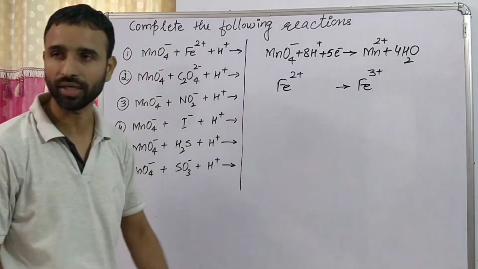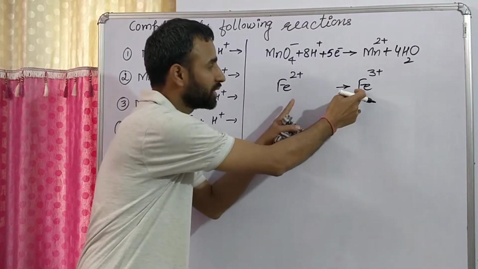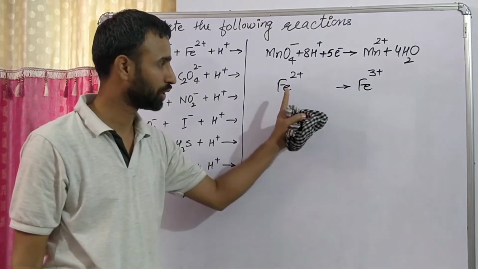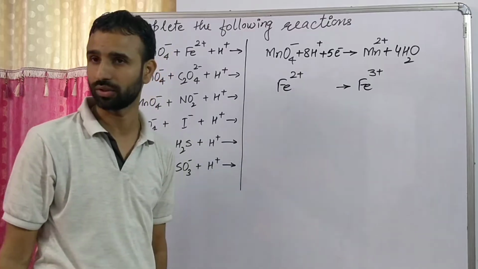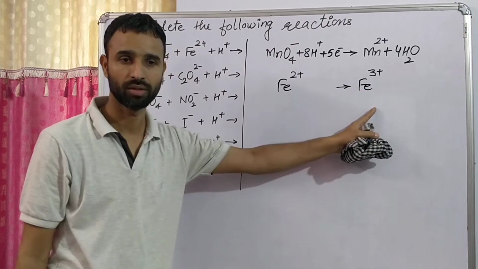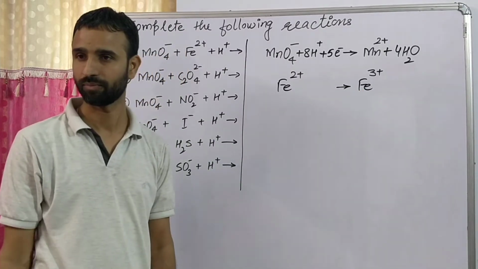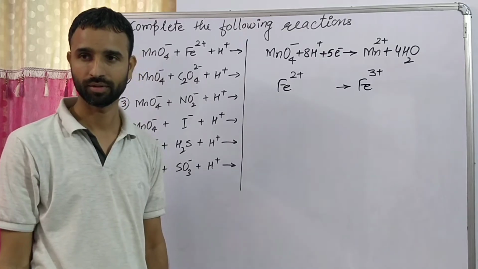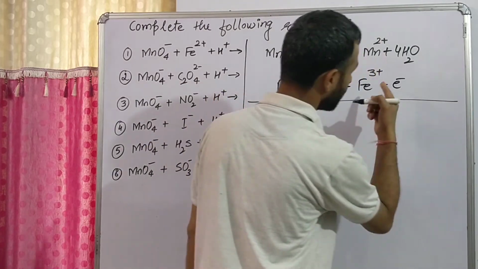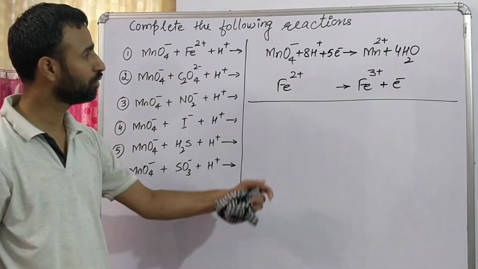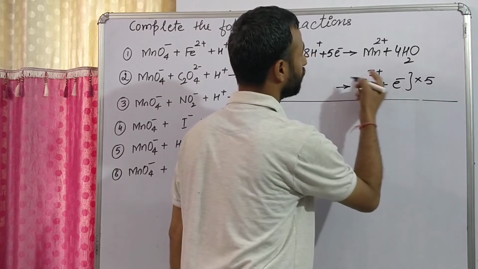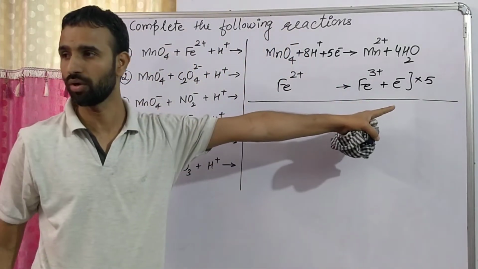To balance, the atoms are already balanced, since other than the Fe there is no other atom. Now we balance the charge. On this side there are 2 plus, on the other side 3 plus. So how many electrons are added? 1, on the right side. We add 1 electron, but to write the balanced chemical equation we have to multiply it by 5, because the number of electrons gained should equal the number of electrons lost.